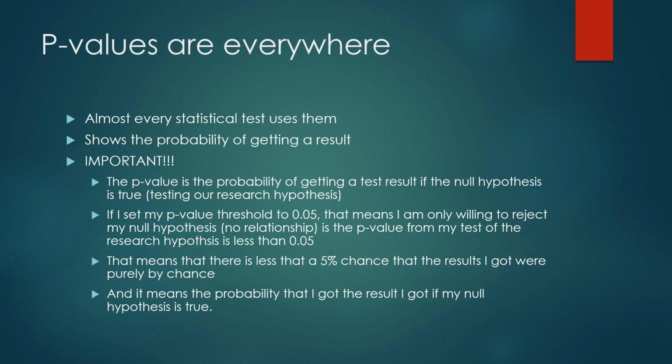Okay? So if I set my p-value threshold to 0.05, that means I am only willing to reject my null hypothesis that there's no relationship if the p-value from my alternative test gives me a value that is less than 0.05. That means that there's less than a 5% chance that the results I got were purely by chance. And it means that's the probability that I got the result I got if my null hypothesis was true.